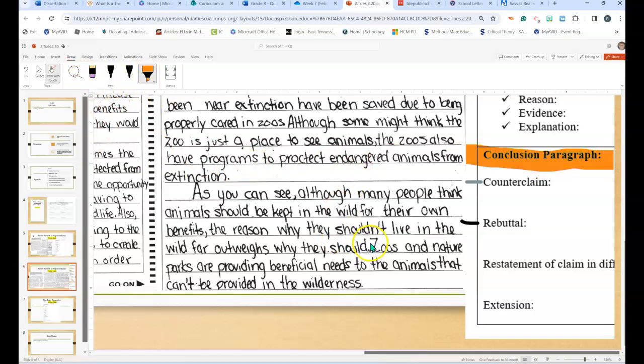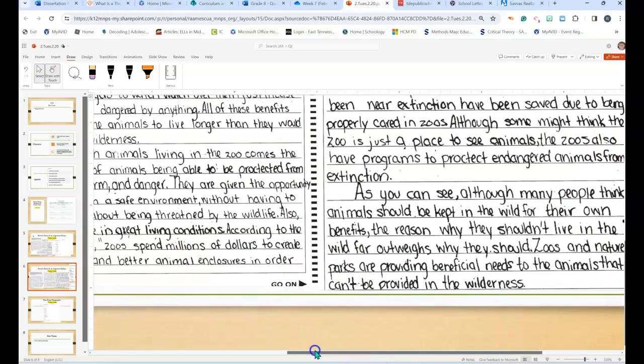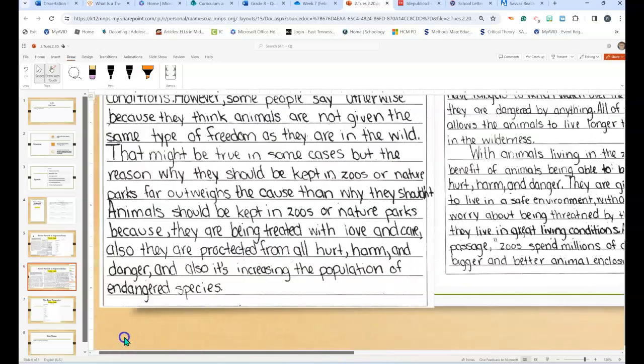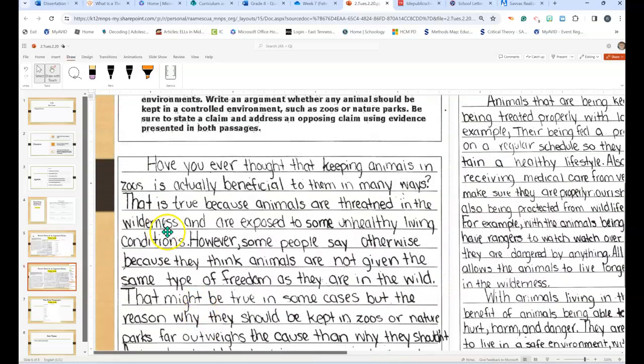All right, so we've color coded. Now let's go and look at our essay. So you should have your essay in front of you. Have you ever thought that keeping animals in zoos is actually beneficial to them in many ways? So this is, what do you remember? It is the hook.